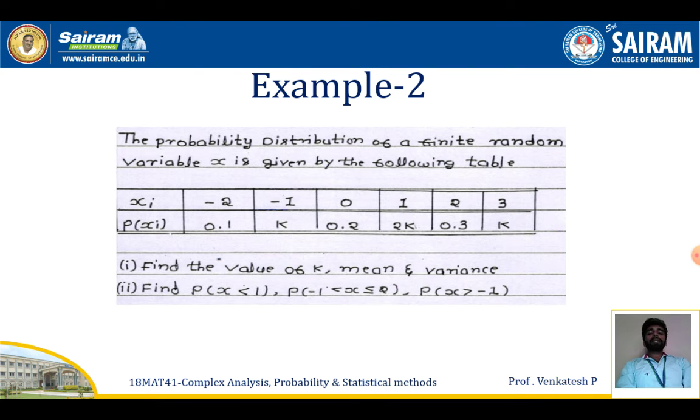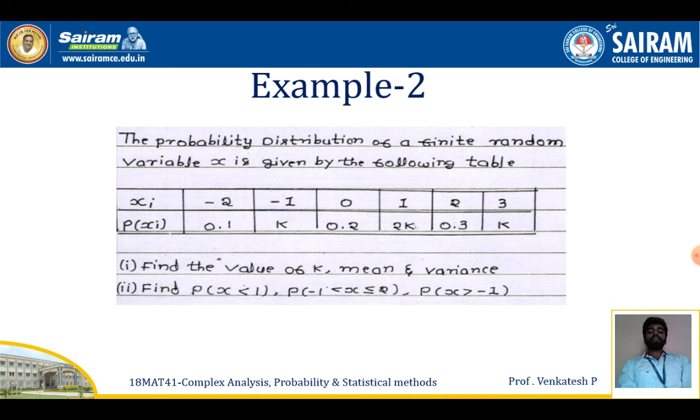So one more example. The problem is the probability distribution of a finite random variable x is given by the following table. So the range of x is like this: -2, -1, 0, 1, 2, 3. P of xi with respect to the random variable xi is 0.1, k, 0.2, 2k, 0.3, k. So from this discrete probability distribution table, we are supposed to estimate the value of k.